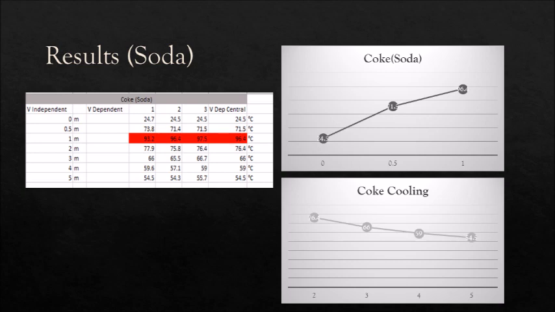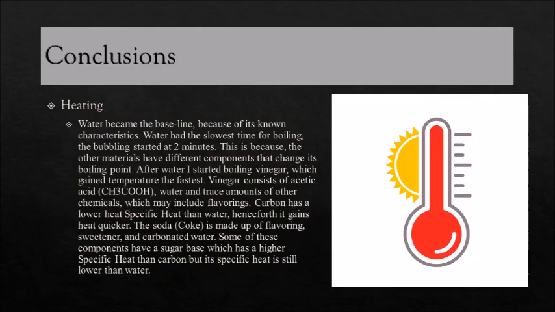And now here we go for the analysis of what happened in this experiment. When every liquid was boiling, we saw this very important characteristic of elements, which is called specific heat. For example, vinegar, which boiled the quickest, did so because it has a lower specific heat than water. Hence, it gains heat quicker. The soda, which has a different element composition, is mainly based around sugar, which has a higher specific heat than water, but it's still lower than vinegar. This shows a great example of how these elements change heat at different rates.